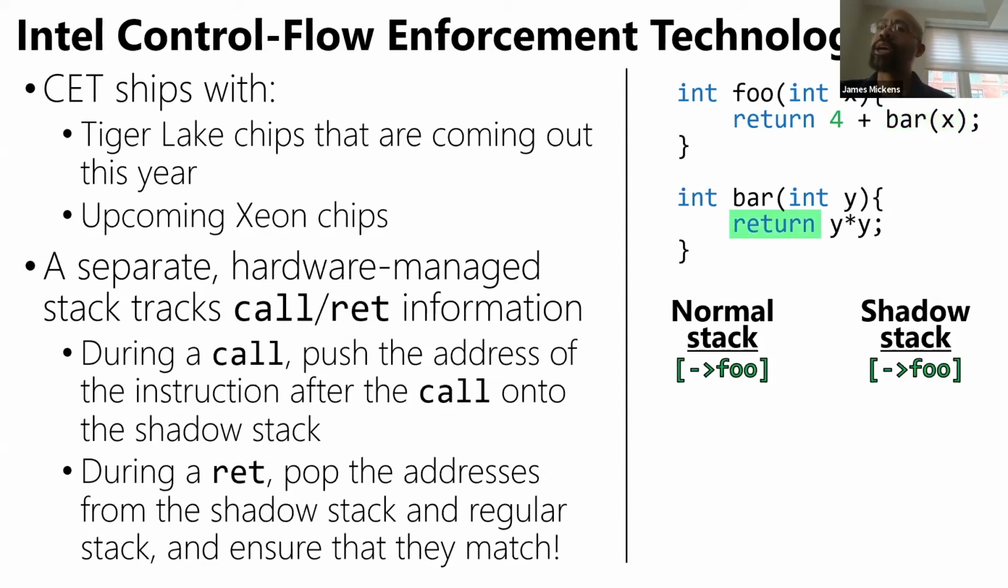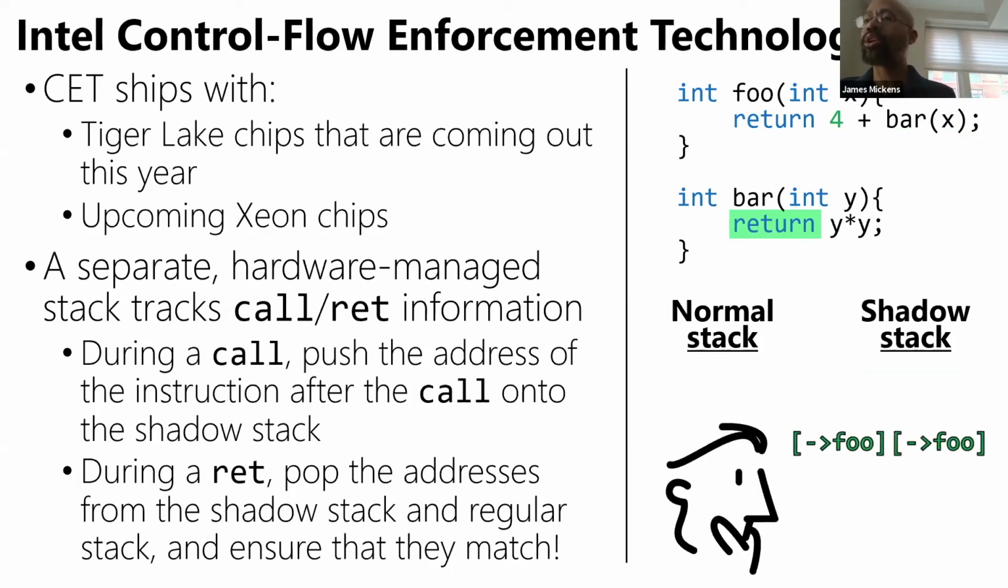So now let's say that we're inside bar right now. Bar calculates y times y, then it returns. So the C level return statement boils down to an x86 level ret instruction. And so then the hardware is going to pop an entry off the normal stack. It's also going to pop an entry off of the shadow stack. Then it's going to compare them and say, are these two things equal? In this case, they are equal. So this means that CET will declare that there has been no corruption of the return address on the stack.